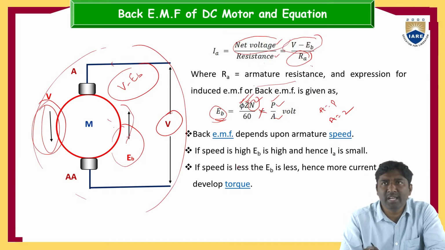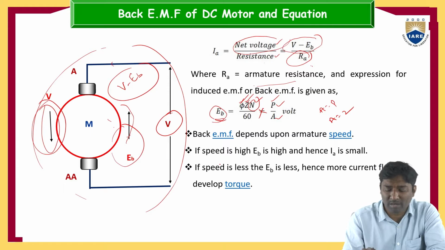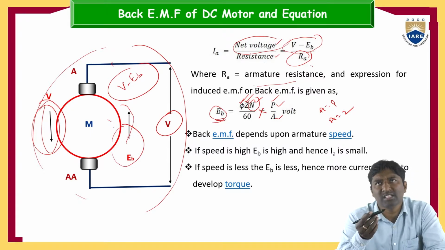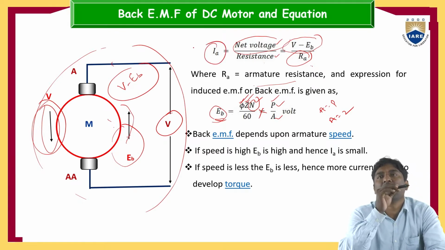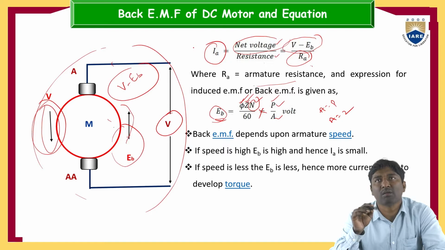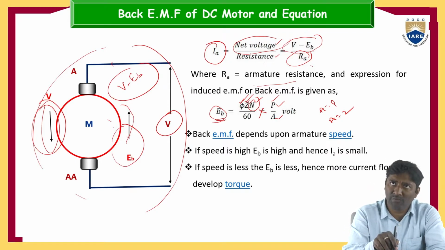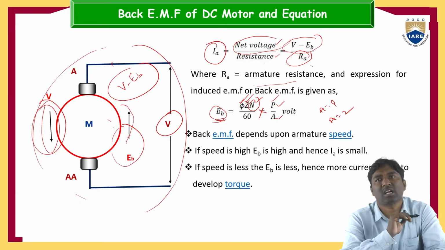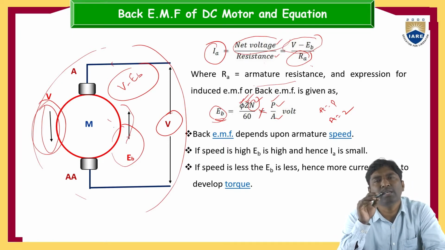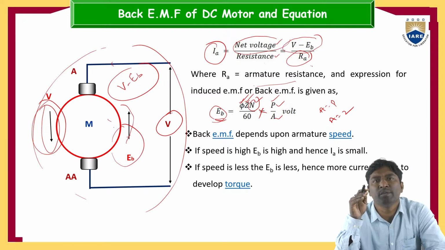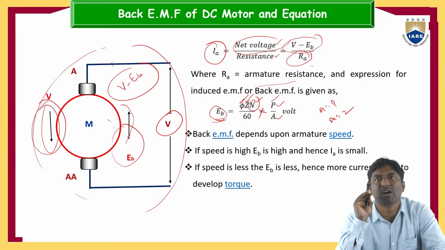If the speed is high, then what will happen? Back EMF is also high. Hence, if the back EMF is high, then the armature current will be small, because the back EMF opposes the armature current. So if the speed is high, Eb is also high, hence the armature current is reduced. That is called small.